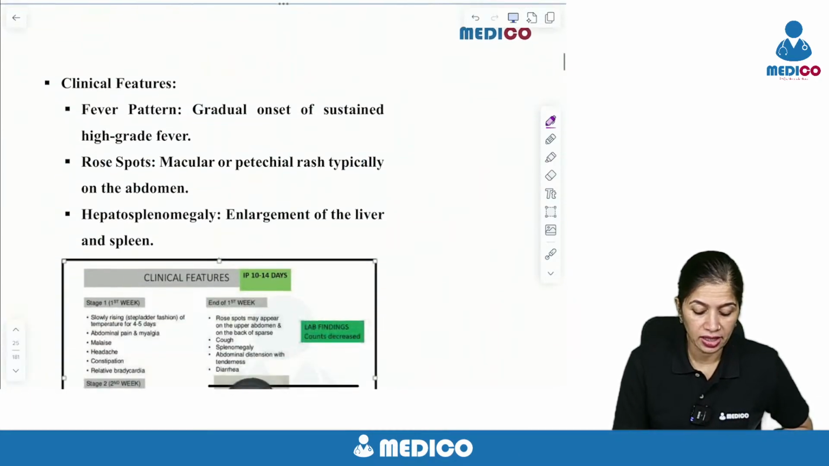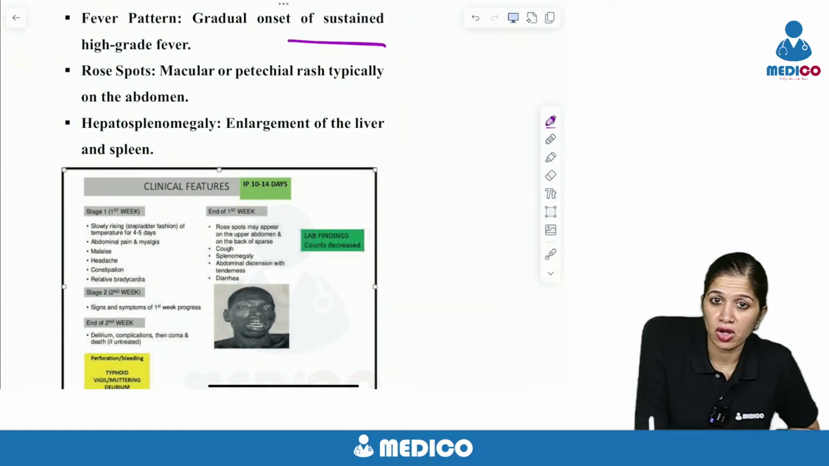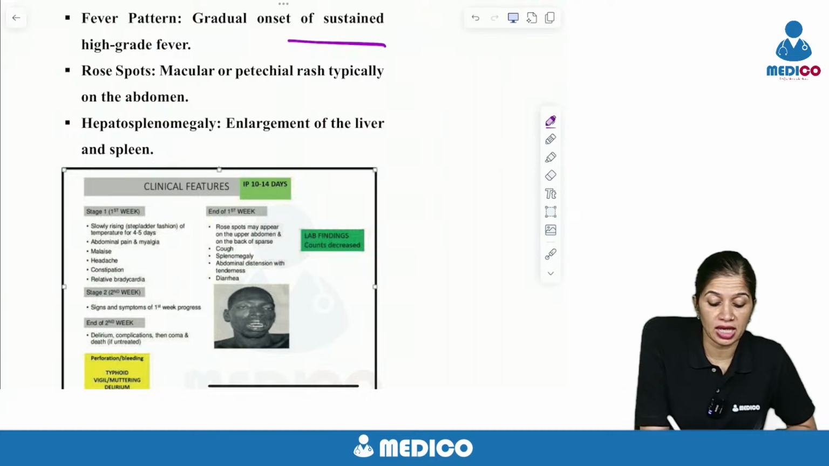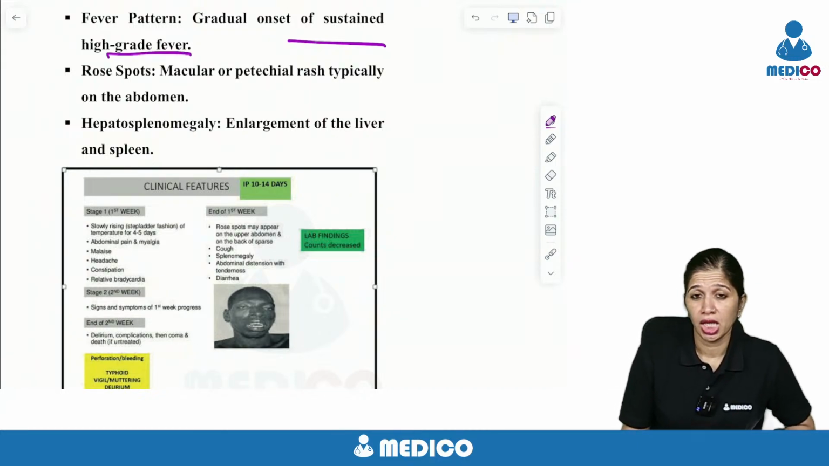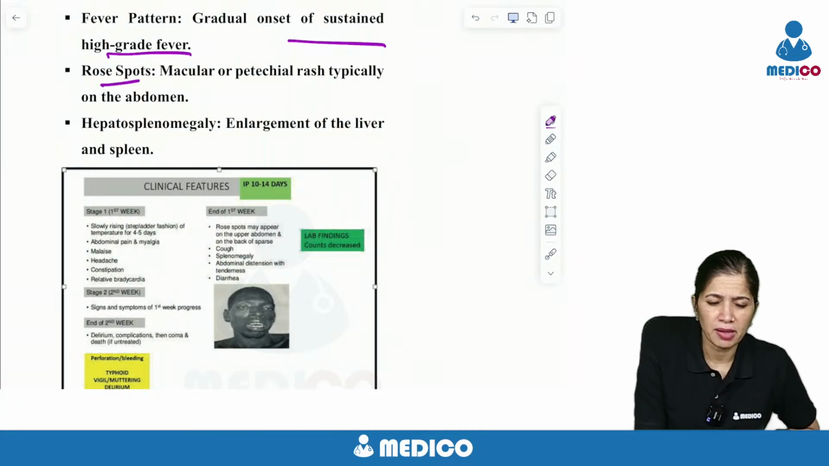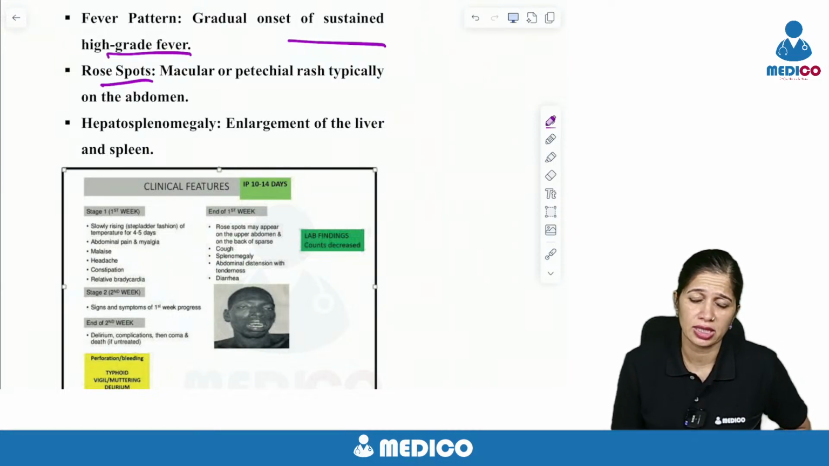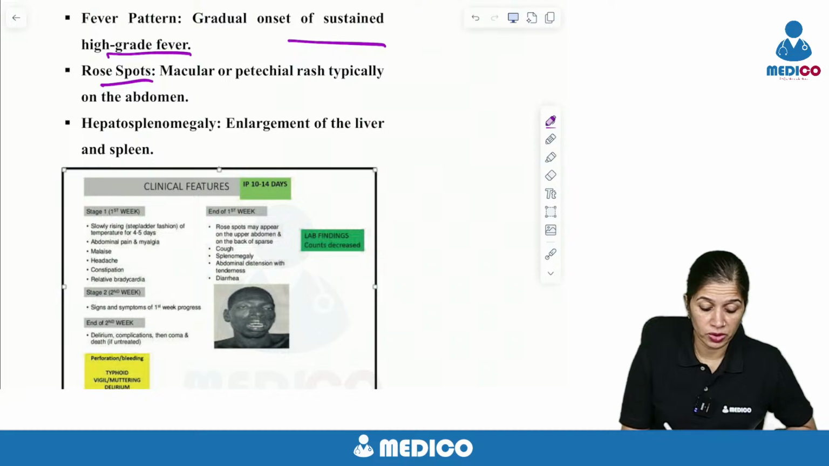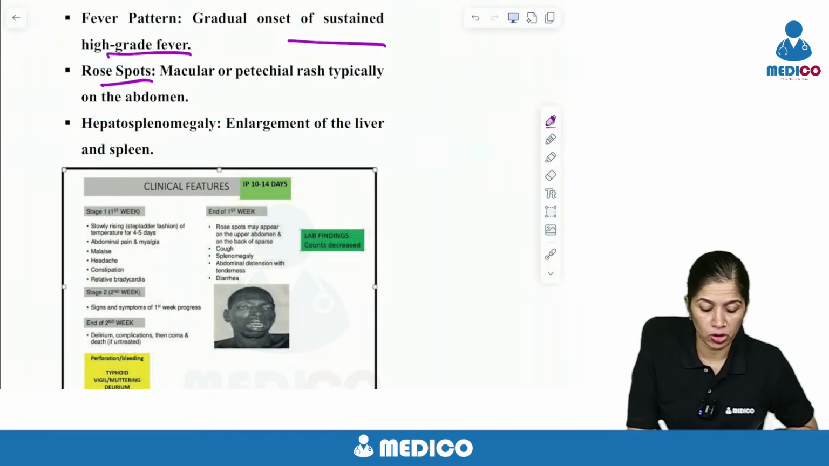Now comes the clinical features, okay? So the pattern of the fever is gradual onset and then it goes on to become sustained high-grade fever. What do you call that type of fever that you get to see in typhoid? It's called stepladder pyrexia. Then rose spots are basically a macular or petechial rash seen on the abdomen, okay, and sometimes on the chest. So these rose spots are another classical finding of Salmonella typhi, of enteric fever. Then hepatosplenomegaly is also seen.